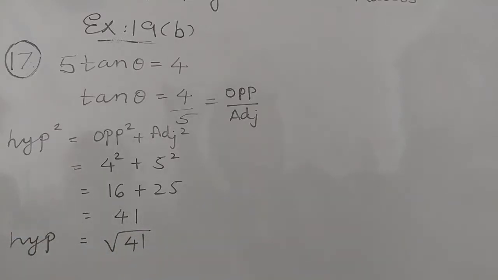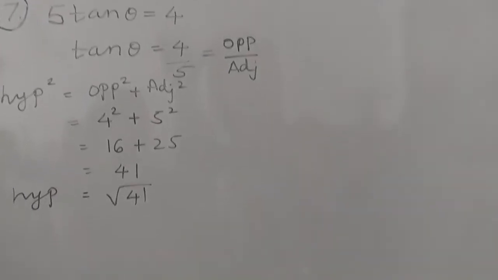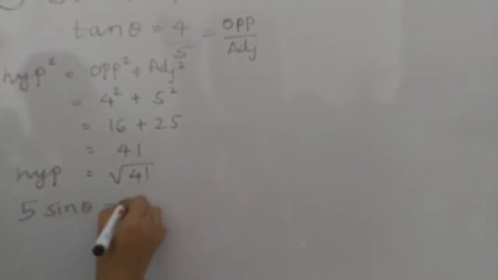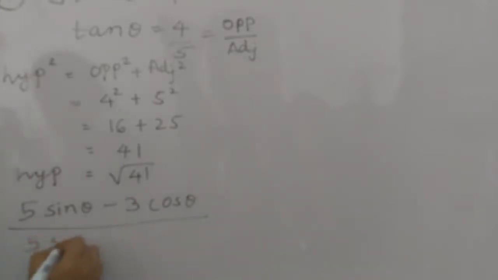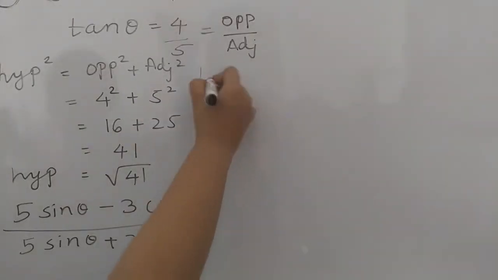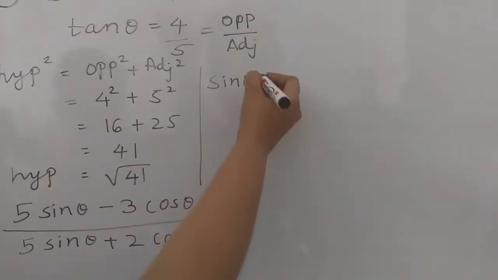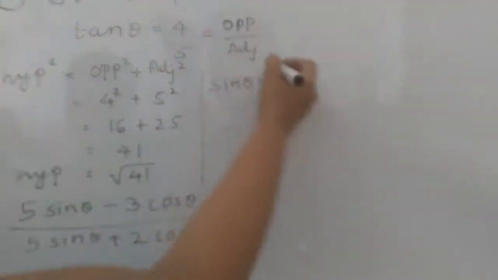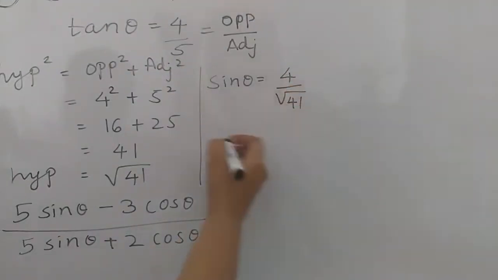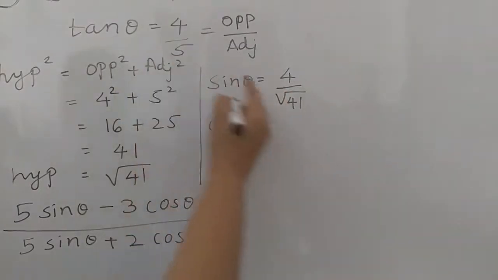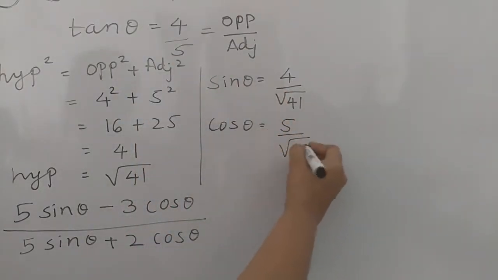Now let us take our find-the-value equation, that is 5 sin theta minus 3 cos theta upon 5 sin theta plus 2 cos theta. Before that, I write here the sin theta value. Sin theta is what? Opposite upon hypotenuse. So opposite is 4. Hypotenuse is square root 41. Cos theta is equal to adjacent upon hypotenuse. So these are our values of sin and cos.